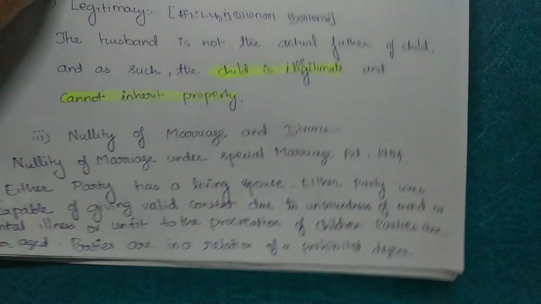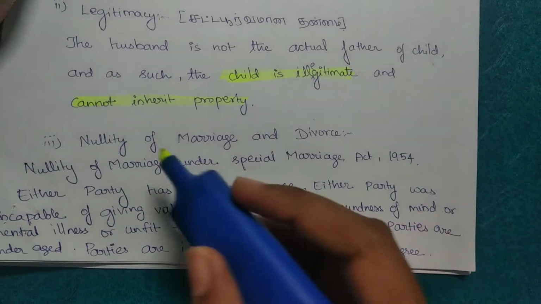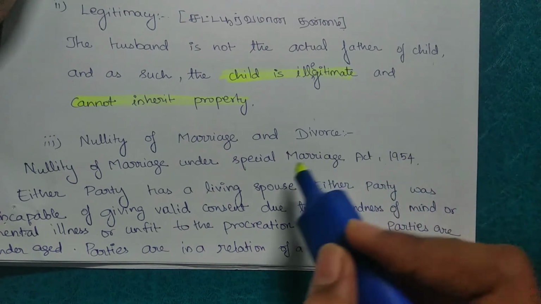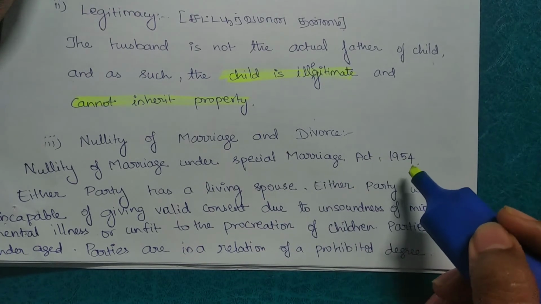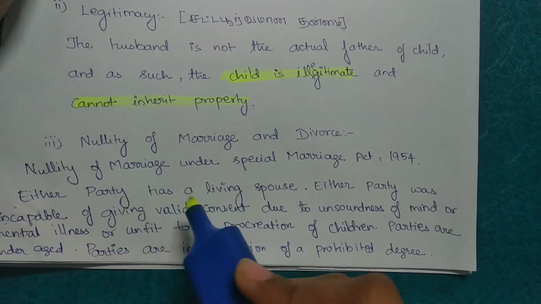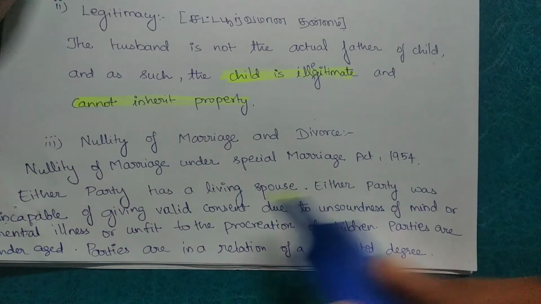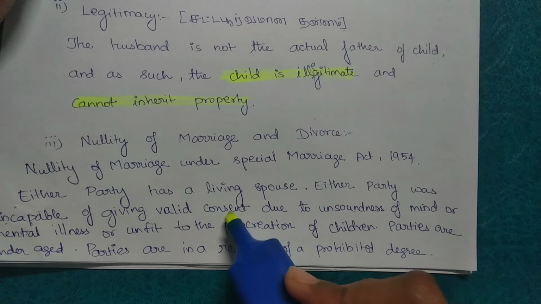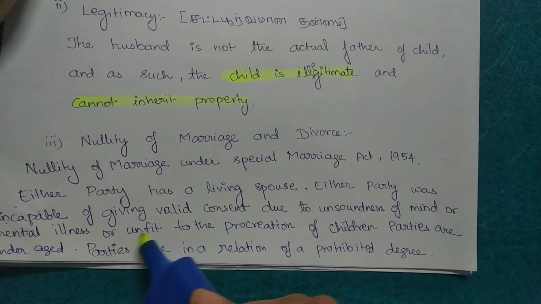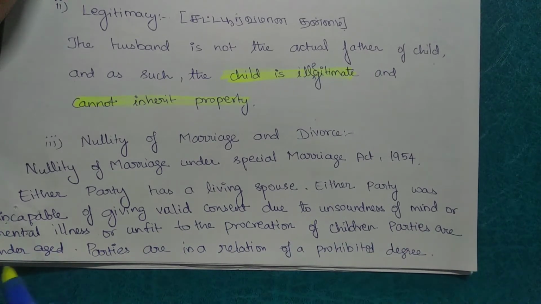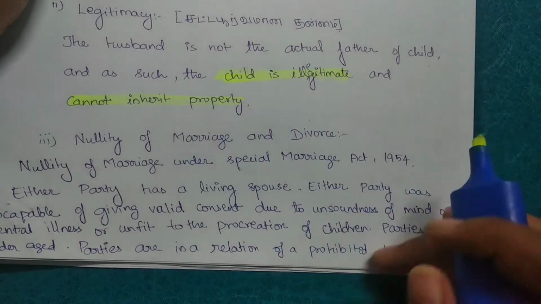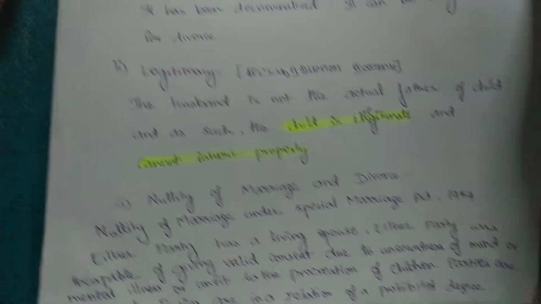The third most important legal problem is nullity of marriage and divorce. So what is nullity of marriage? There is a Special Marriage Act which was created in 1954. The act says if either party has a living spouse, either party was incapable of giving valid consent due to unsoundness of mind or mental illness, or is unfit for procreation of children, parties are underage, or parties are in relation of a prohibited degree. Under these circumstances, nullity of marriage can be considered.